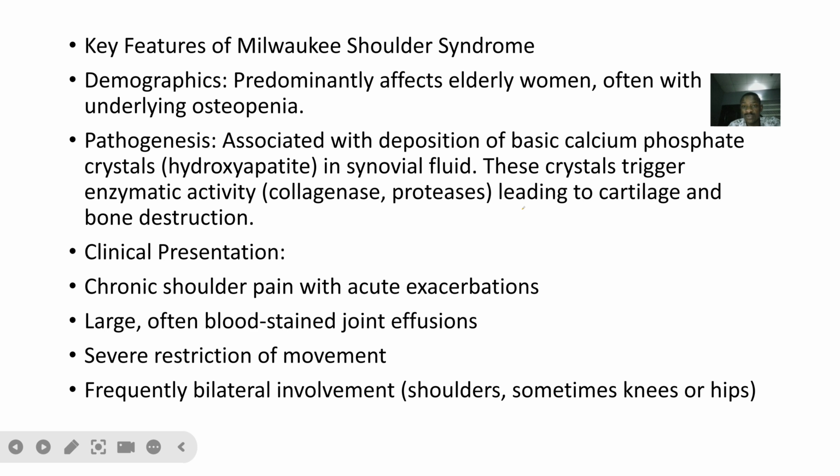So key features of the Milwaukee shoulder syndrome is what? Demographics: mostly affects elderly women. Okay. Most commonly, they have osteopenia, or you could say osteoporosis alongside it. So pathogenesis is associated with what? Deposition of basic calcium phosphate crystals, known as the hydroxyapatite. So those crystals are the ones that are triggering what? Enzymatic activities. So a lot of collagenases, a lot of proteases, okay, leads to cartilage and bone destruction.